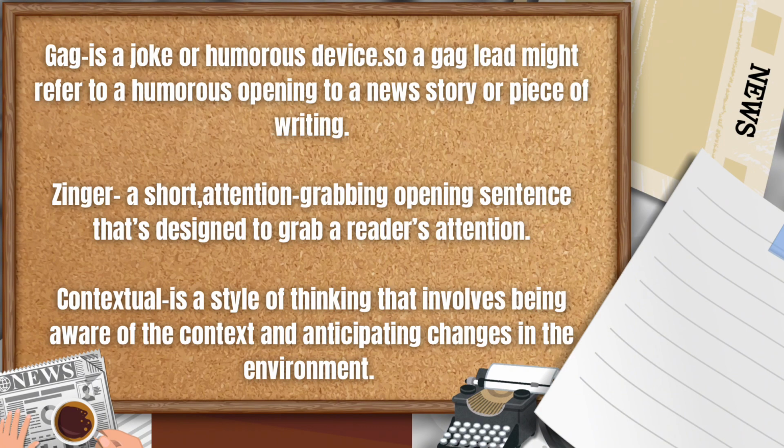Contextual lead. A contextual lead is an opening sentence or paragraph that provides background information or context to help readers understand the story. It sets the stage by explaining the who, what, when, where, or why before diving into the main details. So for example, for decades, scientists have warned about rising global temperatures. Now, new data show that last year was the hottest on record.